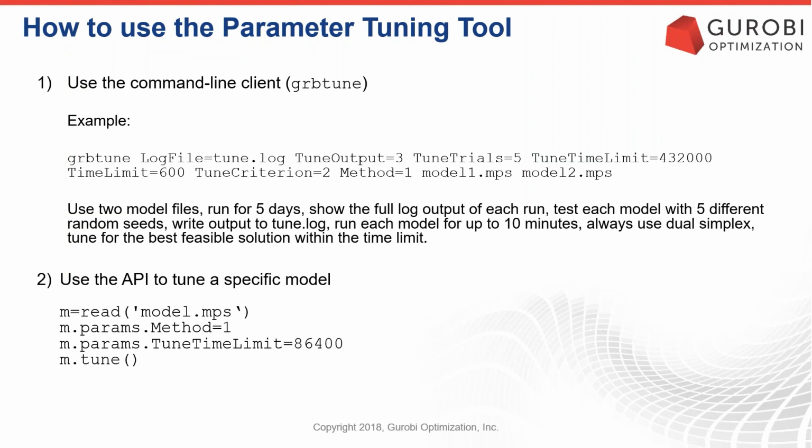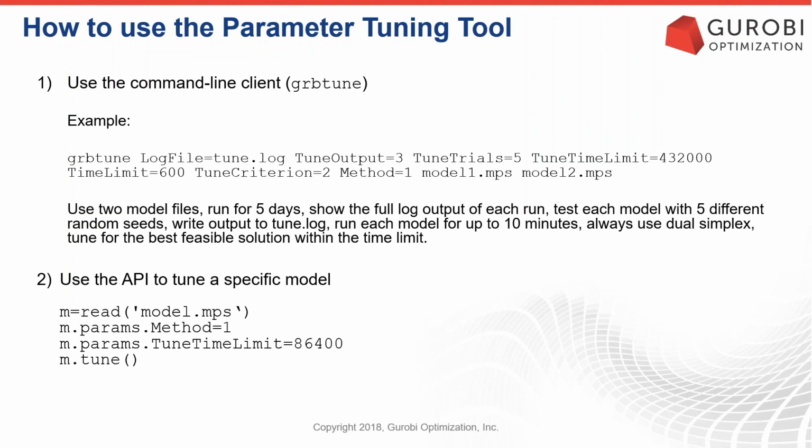So remember, these are 5 different random seed values. This is used to handle the performance variability. Then there is the tune time limit, which is 5 days now. It's in seconds. So you spend 5 days for tuning. But you can also set a time limit for the model. So for each model, you run at most for 10 minutes. Then tune criterion equals 2 means you're looking for the best feasible solution within 10 minutes.